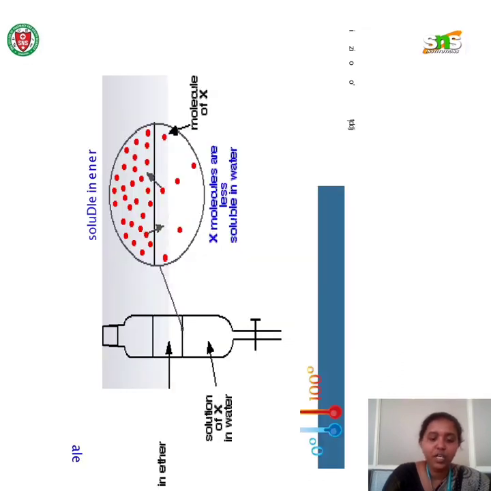This is the diagram of distribution. This is a separating funnel. This is the solution of X in water, and this is the ether. That is the organic layer. That is the aqueous layer. X molecules are more soluble in ether and less soluble in water.